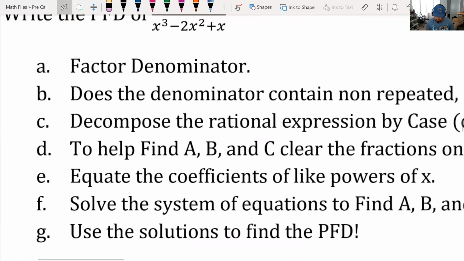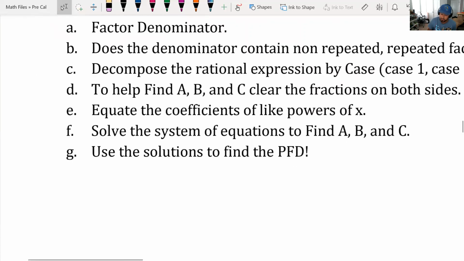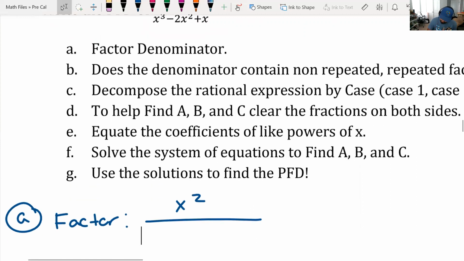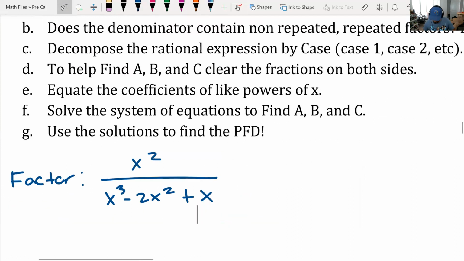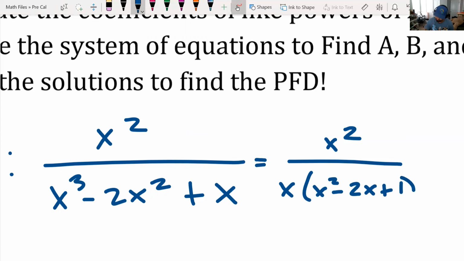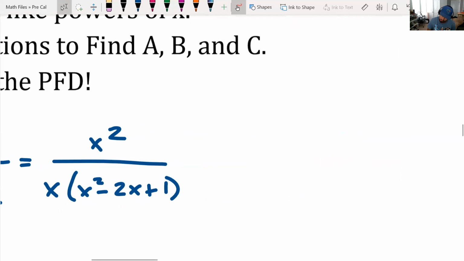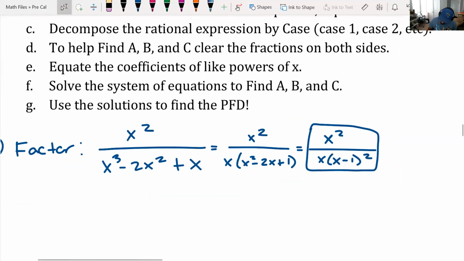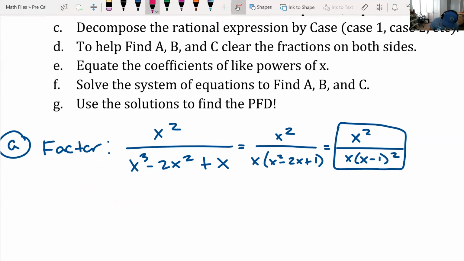So here we go. Factor this bad boy: x plus 2 over x cubed minus 2x squared plus x. Factor, and we get x plus 2 over x times x squared minus 2x plus 1, which then gives me x plus 2 over x times x minus 1 squared. Boom. There's A. B.